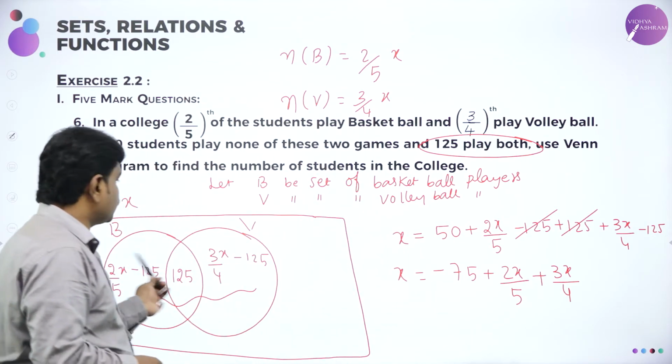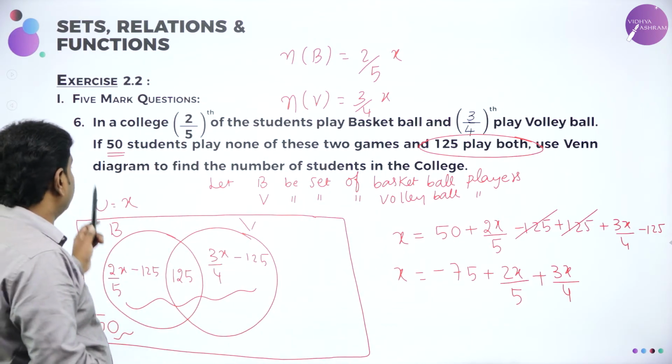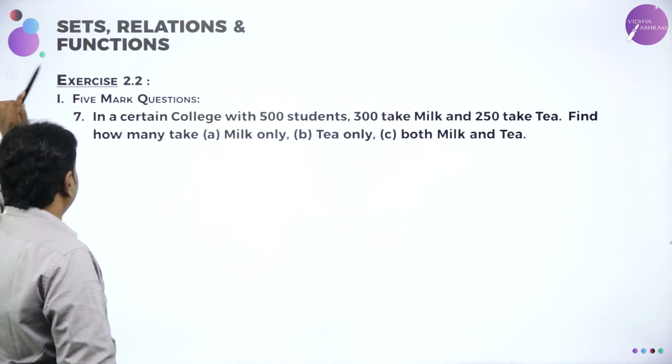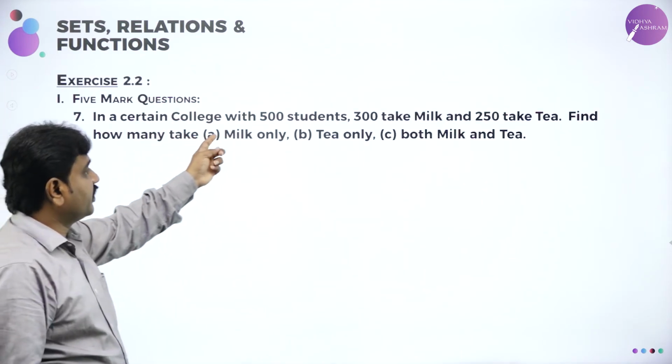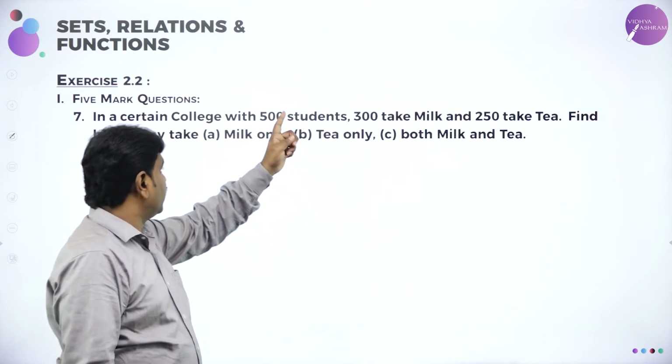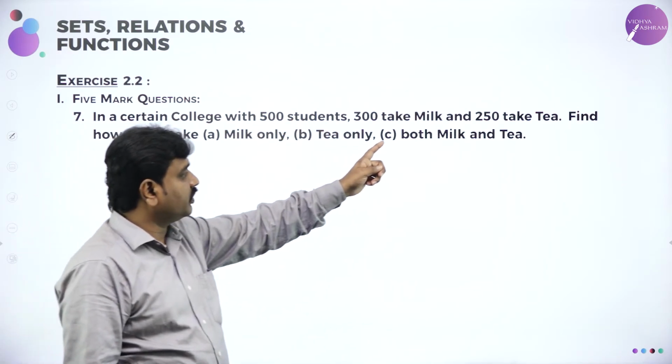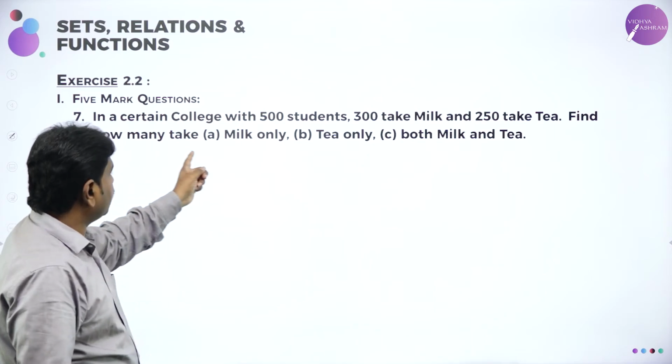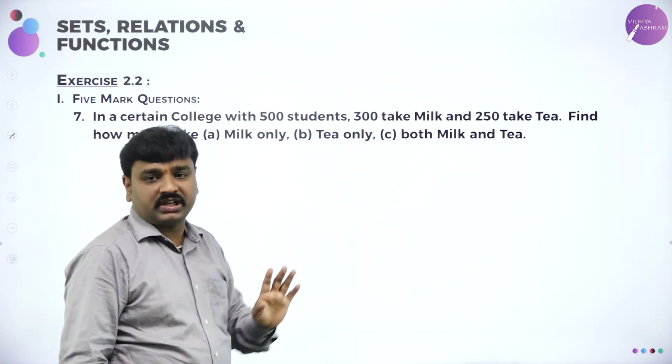So I hope all of you understood this. Now we have done problem 6. Now we will go to the 7th one. In a certain college, there are 500 students. Out of 500 students, 300 take milk, 250 take tea. Find how many take milk only, tea only, both milk and tea.